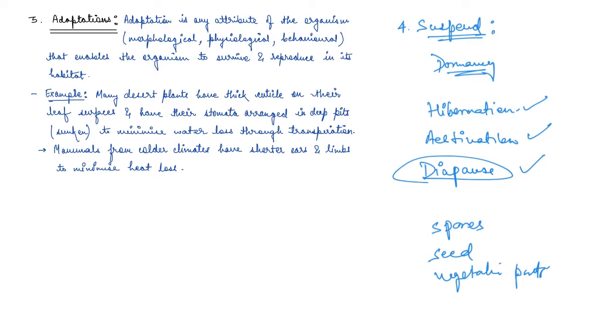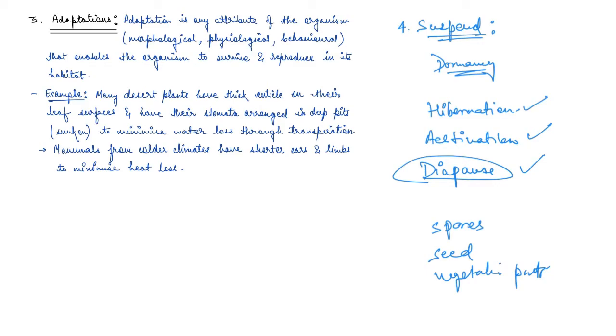So in fat oxidation, water is a byproduct, right? So basically it also has the ability to concentrate its urine so that a minimal volume of water is used to remove excretory products. In the same way, there are many desert plants, right, which have a thick cuticle on their leaf surface, right? And their stomata are arranged in deep pits. They have sunken stomata to minimize water loss through transpiration. Then they have a special photosynthetic pathway as well, which is known as CAM, that enables their stomata to remain closed during daytime as well, right?